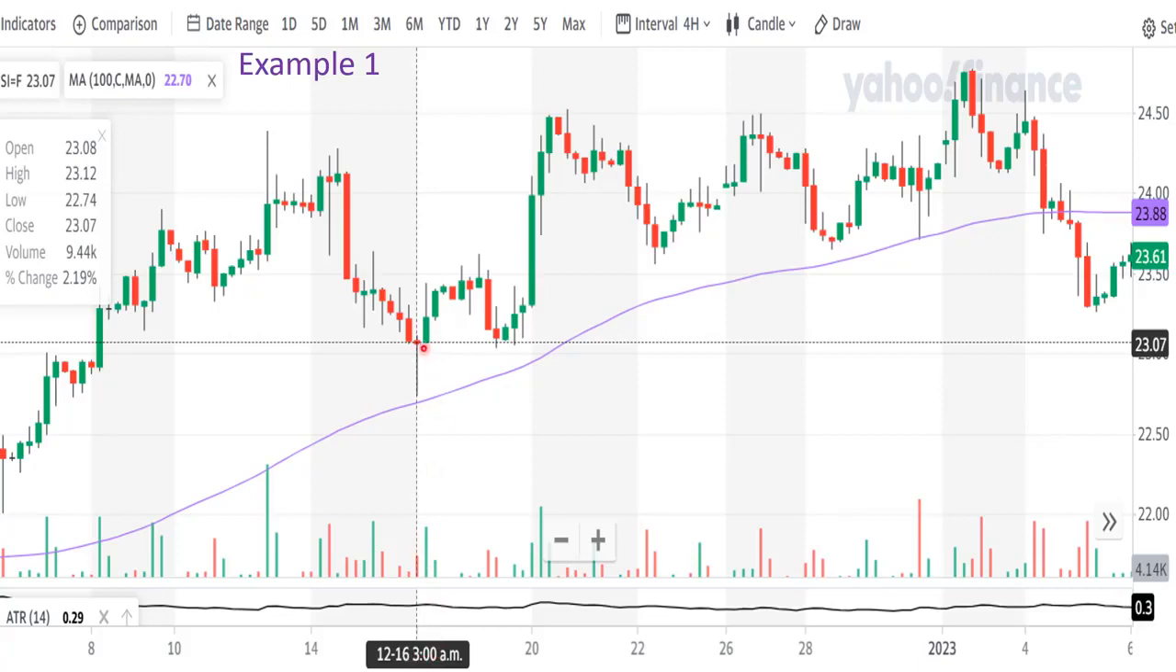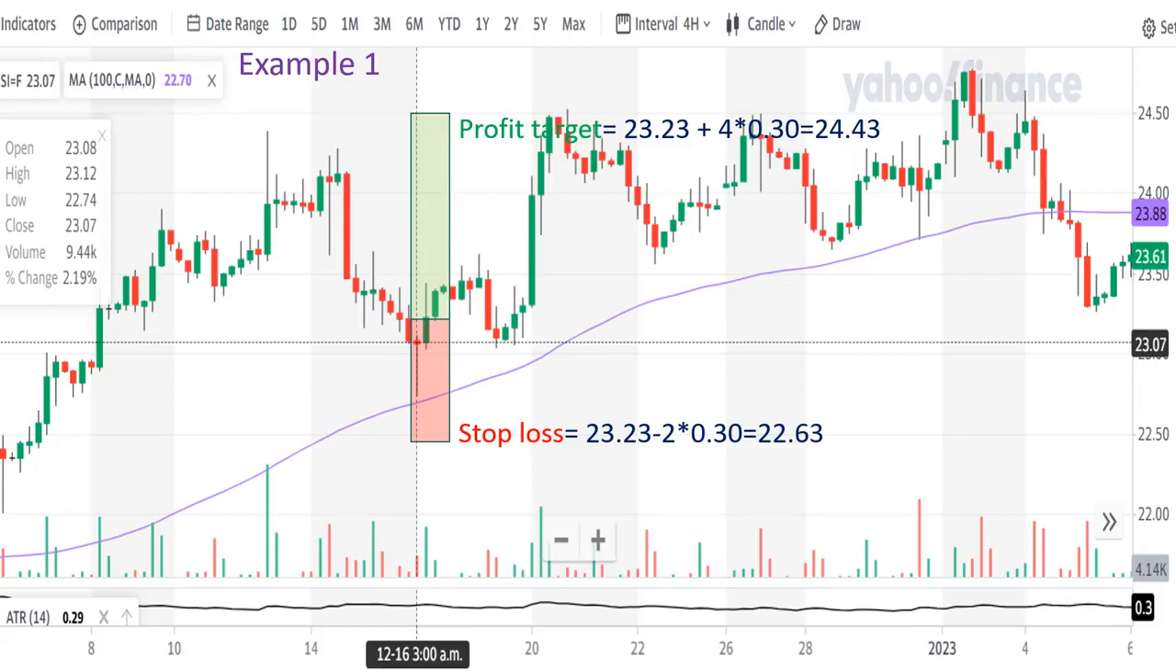So I can enter the trade at the close price of the next bullish candle and put my stop loss to ATR below this close price of this bullish candle for a stop loss and put 4 ATR above the close price of this bullish candle for profit target. So this is going to be my stop loss and this is my profit target, and this is also the information for that bullish candle.